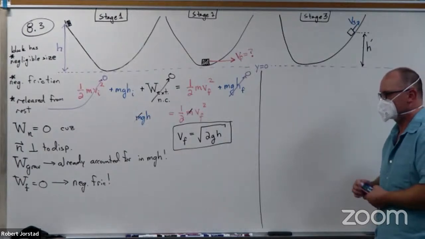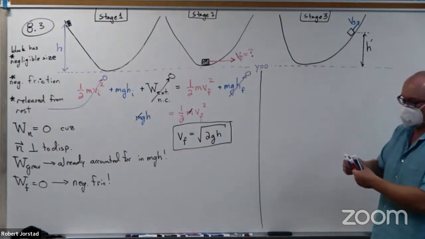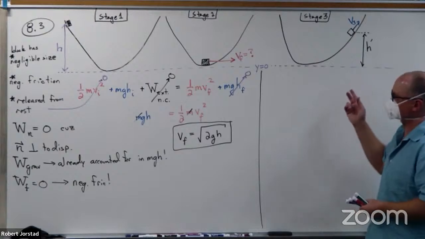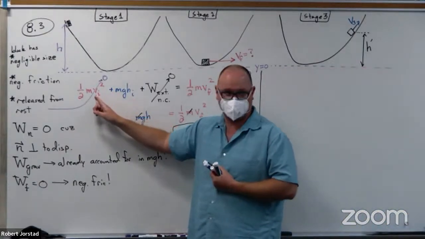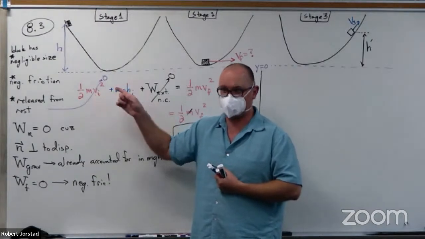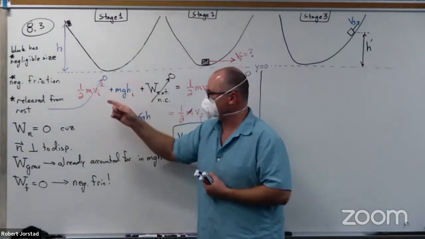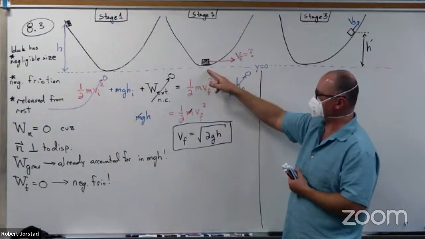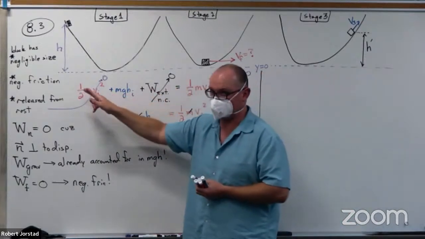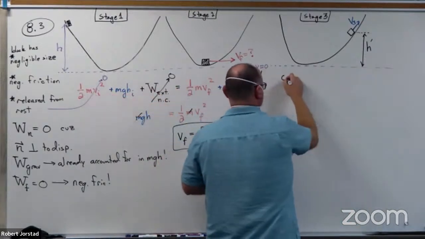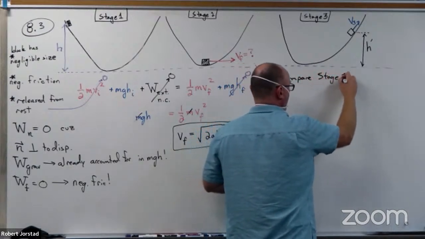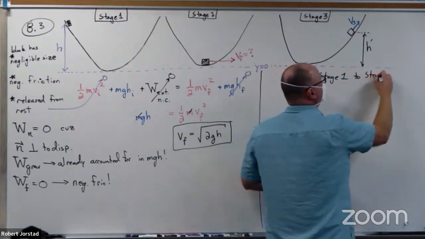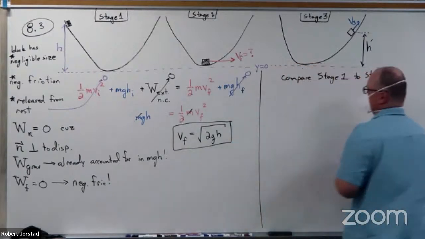Good? Yeah. So let's do this. I like stage 1 and 3. Me personally, if something is squared and I can set it to 0, that makes my life easier. Setting the height equal to 0 is easy, but setting the squared term to 0 is even easier. So let's compare stage 1 to stage 3.